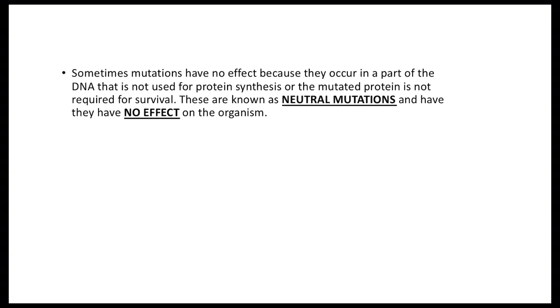So in addition to positive and negative mutations, we also have neutral mutations. Sometimes mutations have no effect because they occur in a part of the DNA that is not used for protein synthesis, or the mutated protein is not required for survival. So these are known as neutral mutations and have no effect on the organism. Remember that genes are on specific segments of the DNA and that not all of the DNA codes for genes. So if a mutation occurs between the genes, it may not matter or have an effect.